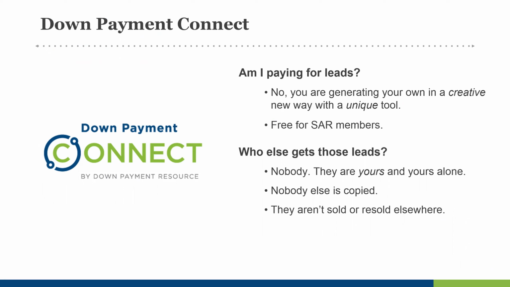So who gets these leads? Only you. They are yours and yours alone. Nobody else is copied. They're not sold or resold elsewhere. This is your tool, and part of our arrangement with the Spokane Association of Realtors is that all of you have access to Down Payment Connect, and the leads go to you and only you.